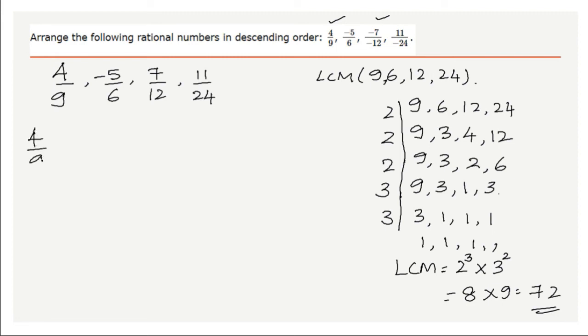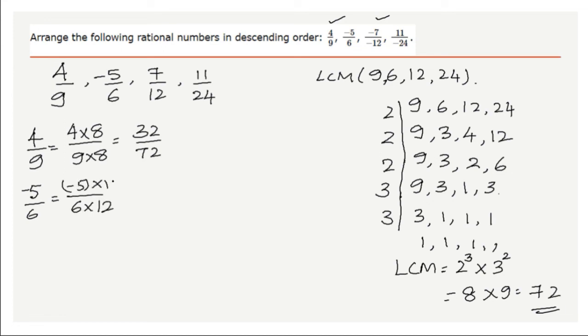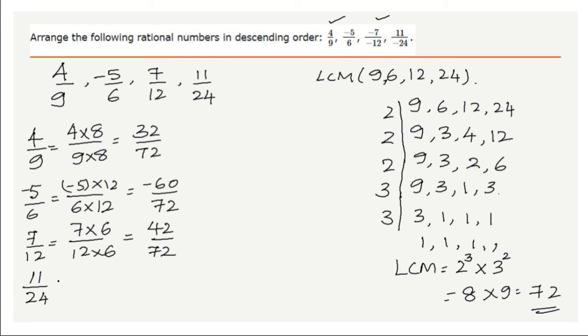So 4 by 9, I have to express the denominator as 72. So 9 to be multiplied by 8. So 4 is multiplied by 8. We get 32 upon 72. Negative 5 by 6. 6 has to be multiplied by 12. So minus 5 to be multiplied by 12. We get negative 60 upon 72. 7 by 12. 12 to be multiplied by 6. Hence 7 to be multiplied by 6. We get 42 divided by 72. Negative 11 upon 24. This 24 is to be multiplied by 3. So 11 to be multiplied by 3. We get negative 33 by 72.